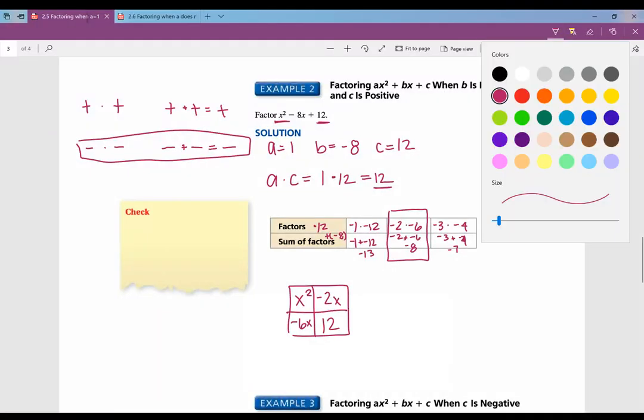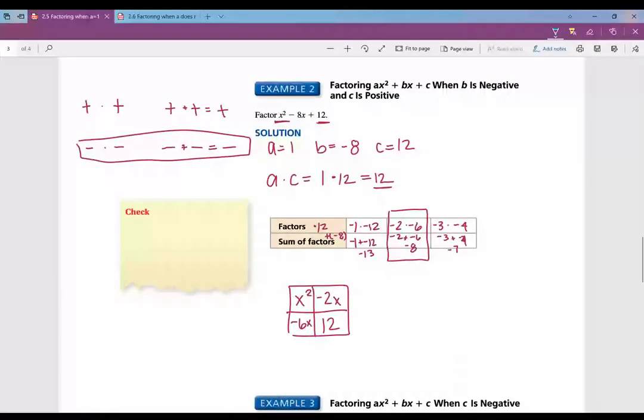Okay, so now if we're looking at this and we want to find our side lengths, what do x squared and negative 2x have in common? Well, they both have an x. And if that side's x, what does this side have to be to get x squared? It needs to be x, right? X times x is x squared.